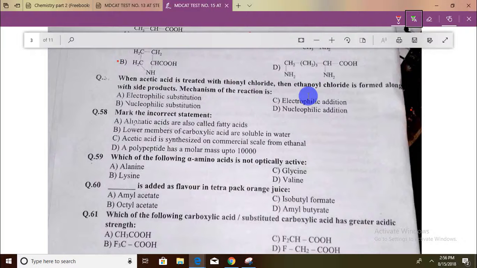And what sort of a reaction is this? It's just the replacement of an OH with a Cl, that is, one nucleophile for another. This is termed a nucleophilic substitution.